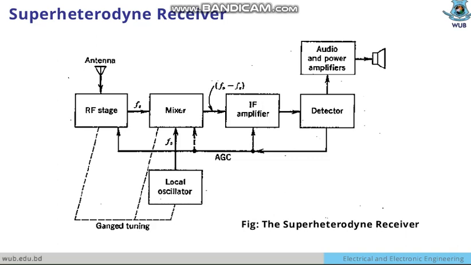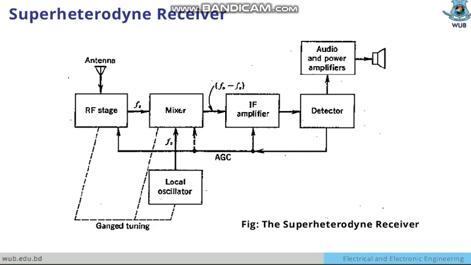the TRF sections. And you can see here that the IF amplifier and detector section and the RF stage section have been connected to the AGC section, that means automatic gain control. Why is that automatic gain control situated here? Because the gain should be controlled. That means our desired gain should always be maintained.